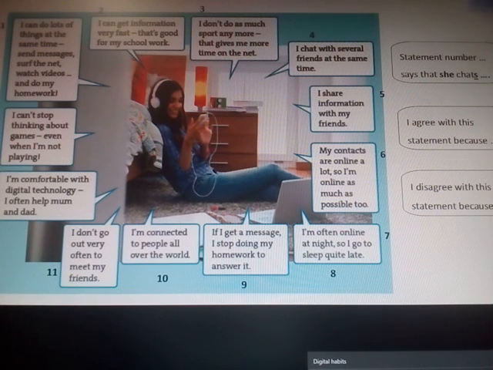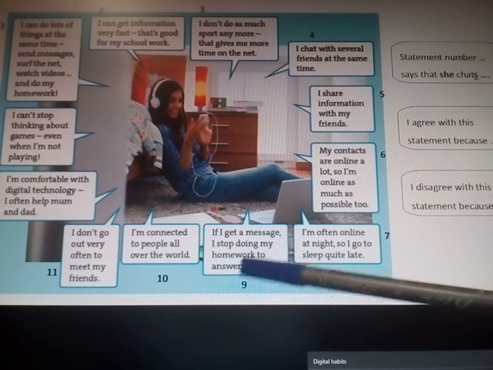Or do you disagree? I know that some of you have to hand in your cell phone when you go to bed. So you could say, I disagree with this statement because I have to hand in my cell phone when I go to bed, or I have to hand in my cell phone at 10 o'clock at night or something like that.